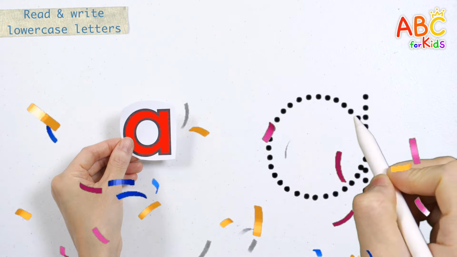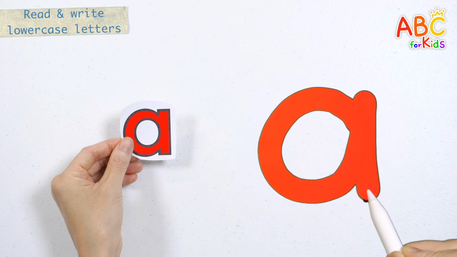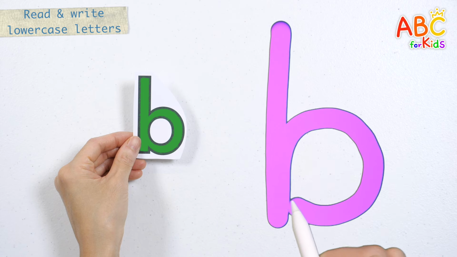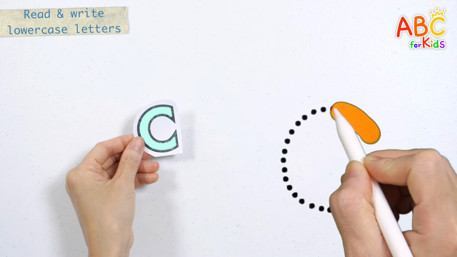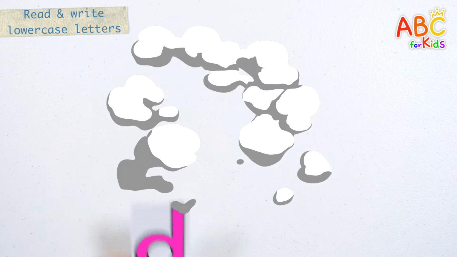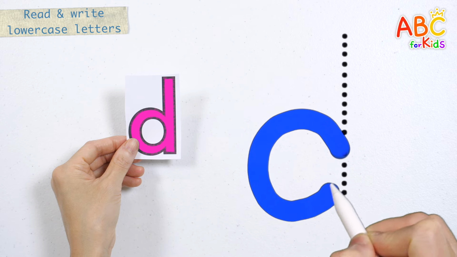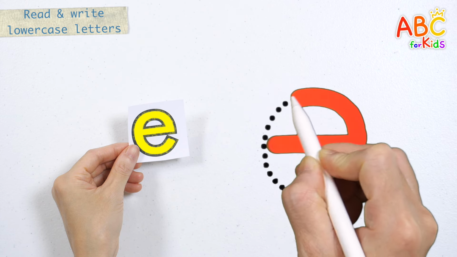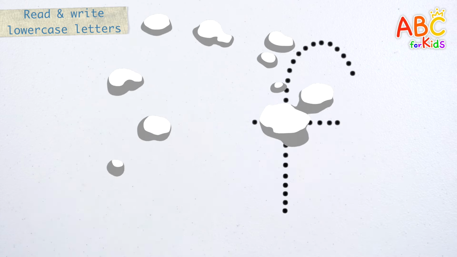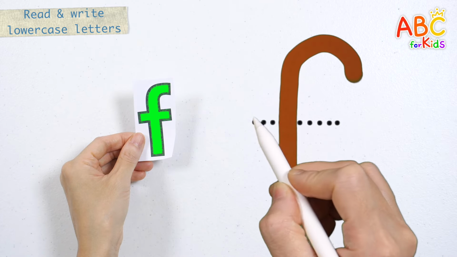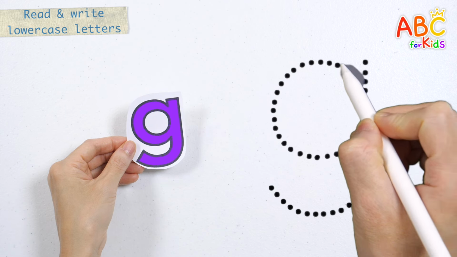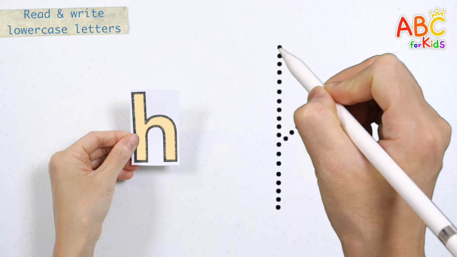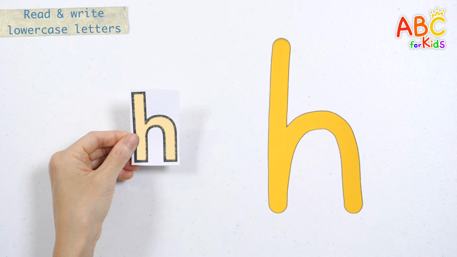Let's read and write lowercase letters from A to Z. Lowercase A. Lowercase B. Lowercase C. Lowercase D. Lowercase E. Lowercase F. Lowercase G. Lowercase H.